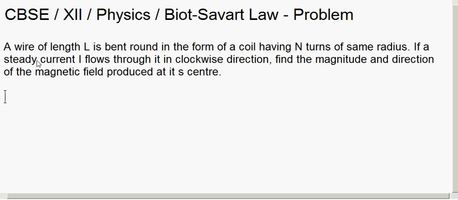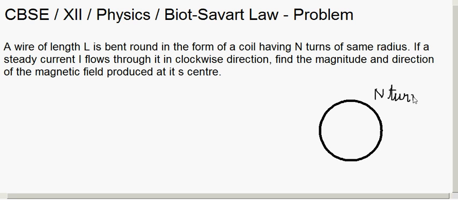Now let us read it once again. A wire of length L is bent round in the form of a circular coil having n turns of same radius. If a steady current I flows through it in clockwise direction, we have n turns, remember. Find the magnitude and direction of the magnetic field produced at its center.